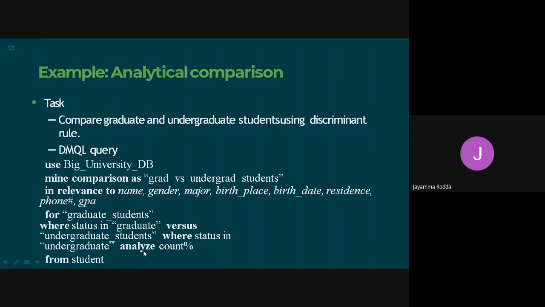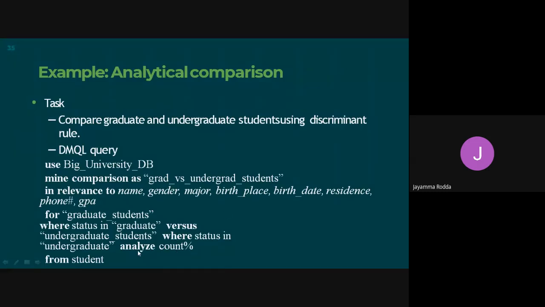And how the analysis is done based on the count percent, which means the number of tuples that are existing for one particular category, graduation. See here we were having the science and business graduation students, isn't it? Students who have science as their major and business as their major. In that way, we are going to differentiate. Okay. So this mining class comparison is done like this.